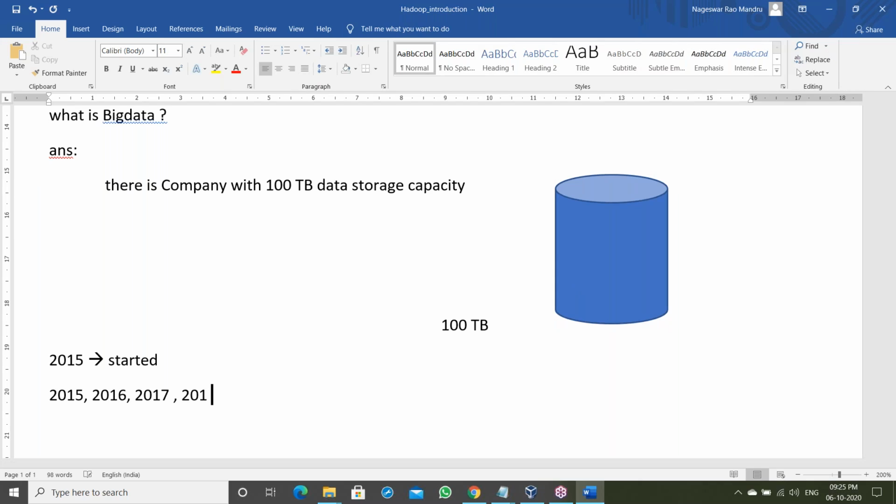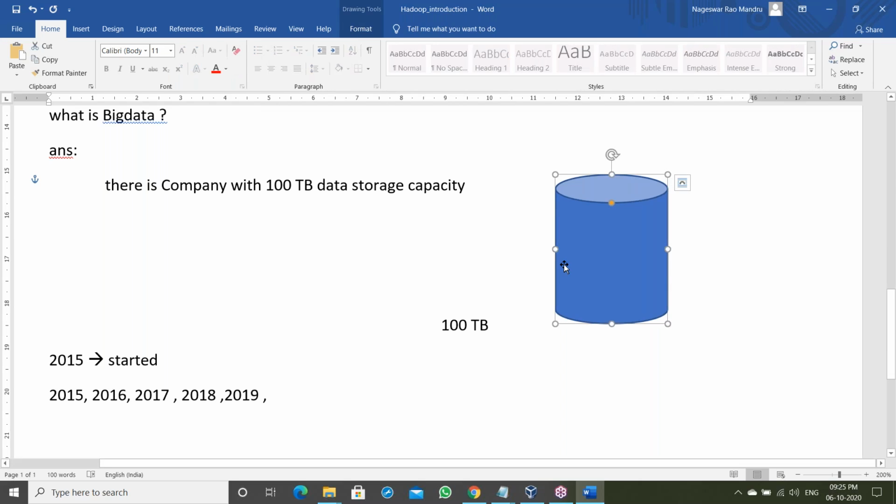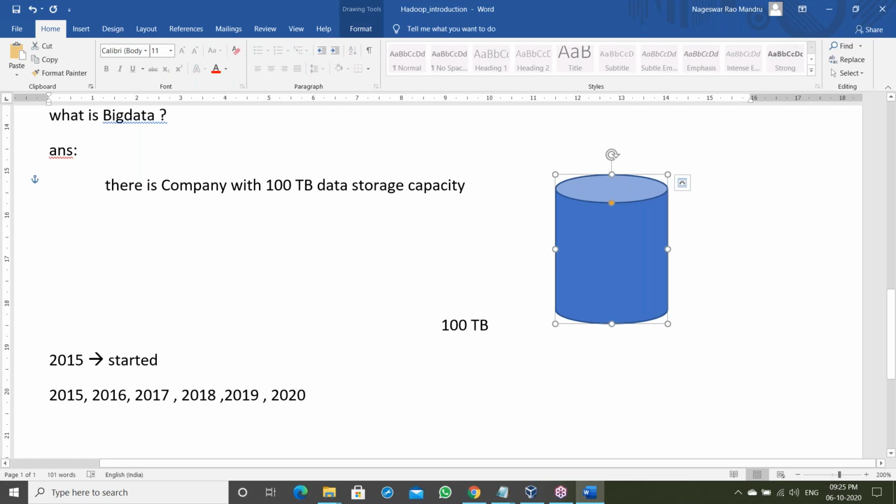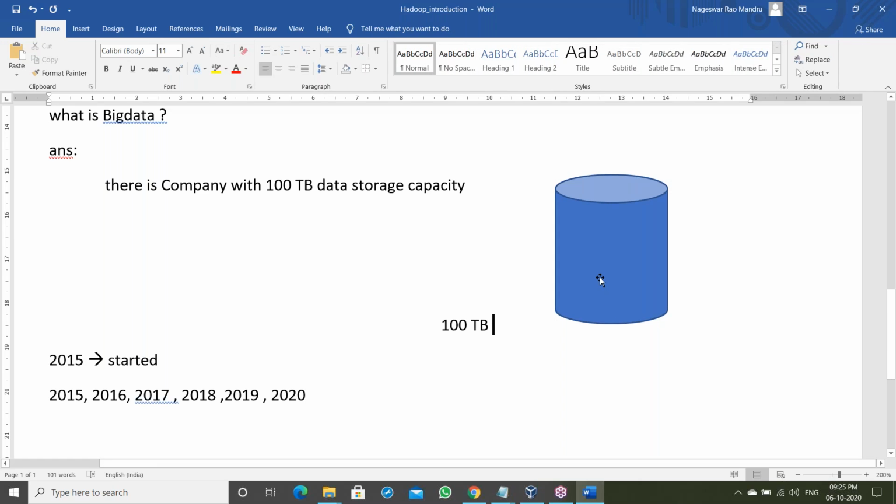Next, 2018, 2019, like this, data keeps going into the database. Suppose we reach 2020. When we reach 2020, the 100 TB database server is filled, yet data is still coming. That means the company is facing a big data problem.